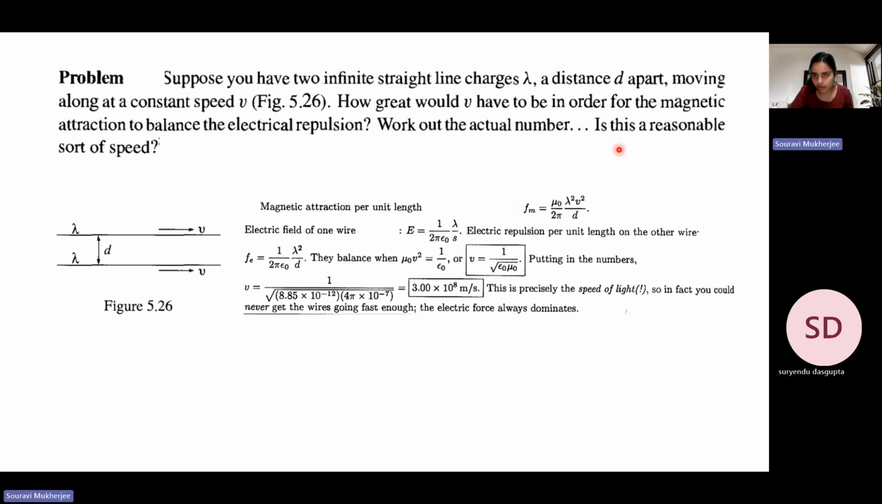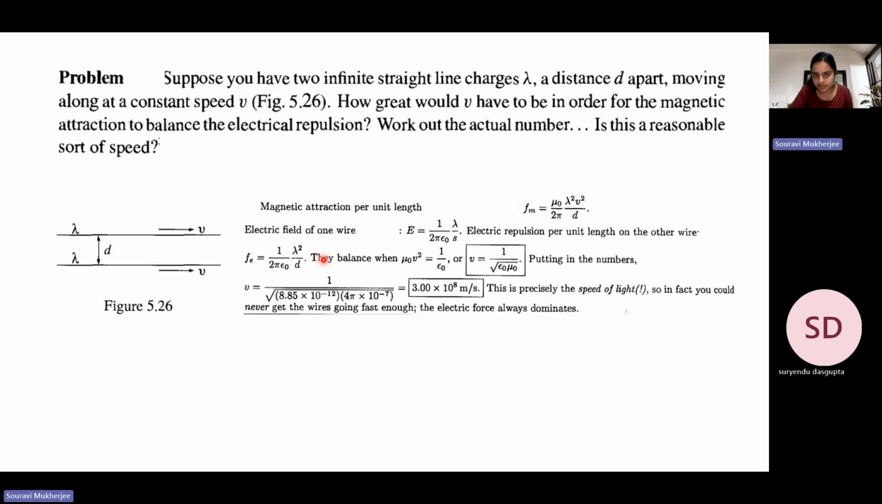Now, it is asked in the question what should be v so that the magnetic force balances the electric repulsion. For this, you have charge, so you can find the field due to this charge. The field would be given as 1 by 2 pi epsilon naught lambda by s. This comes from our well-known Coulomb's law or Gauss's law, which we have already discussed. Now you know the electric field. If you want to find the electric force per unit length, it's nothing but multiplying this by lambda, Q into E. So this is your electric force.